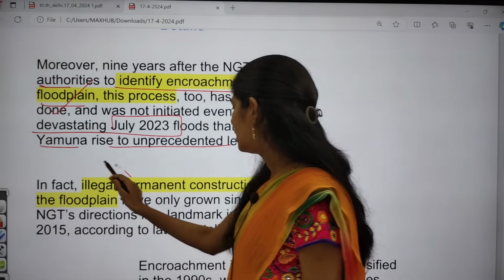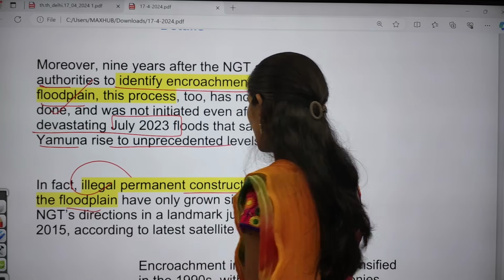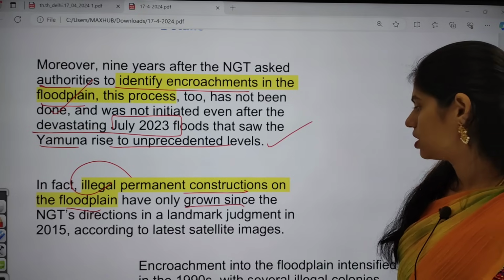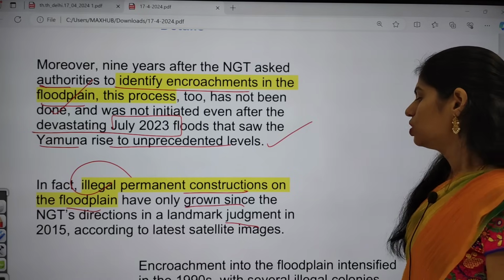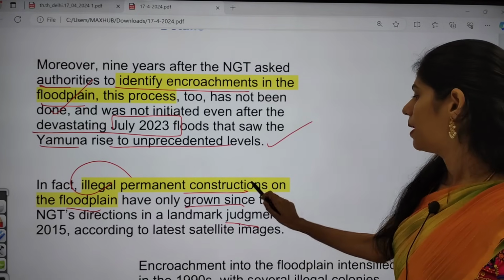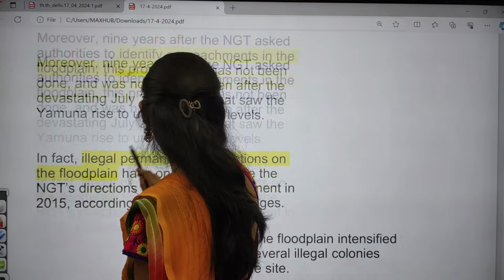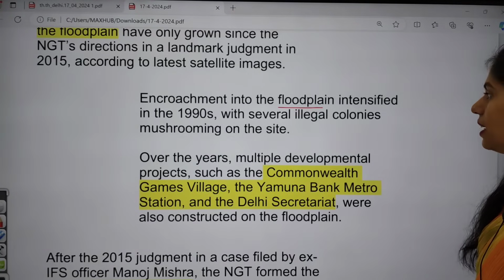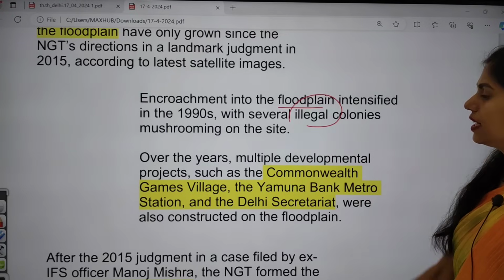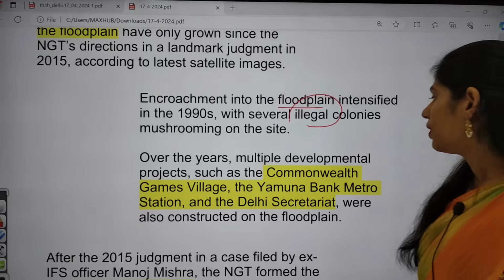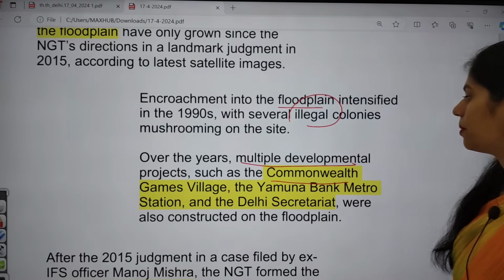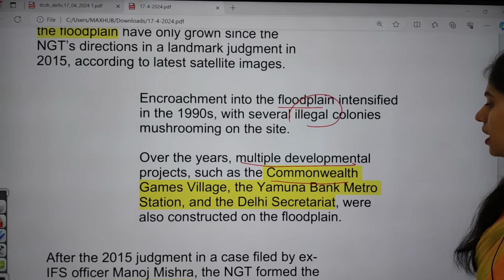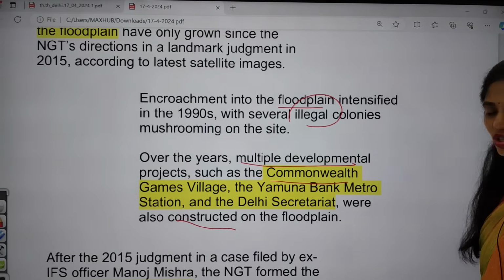And actually there are illegal permanent constructions on this floodplain, and they have grown since the NGT directions in a landmark judgment in 2015. From 2015 onwards there have been increased permanent constructions and encroachments into this floodplain, which intensified from the 1990s onwards, and several illegal colonies are increasing on this site. Over the years, multiple developmental projects like the Commonwealth Games Village, the Yamuna Bank Metro Station and the Delhi Secretariat were also constructed on this floodplain. So this is also one important issue.